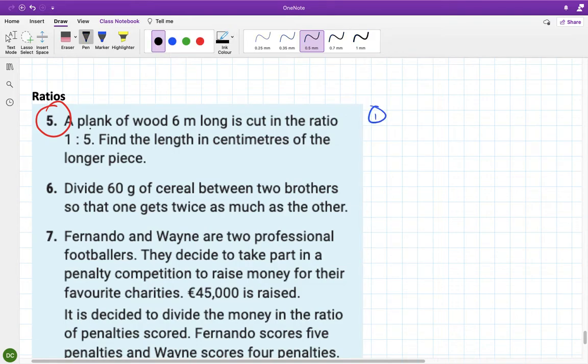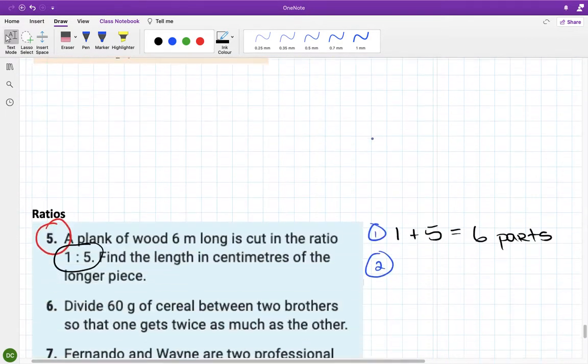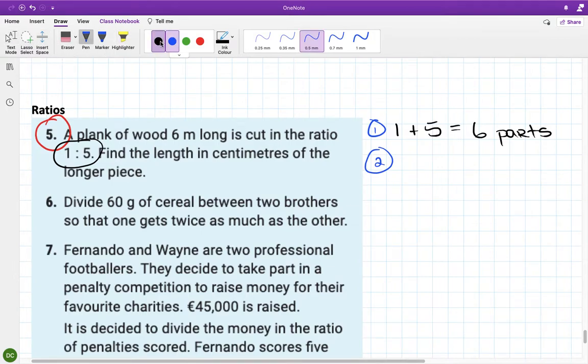So you take the ratio. We're going to divide it into 1 part and 5 parts, which means in total we have 6 parts. The second bit, what is 1 part worth? So we take the total length, which is 6 meters, we divide it by the parts, 6 parts, and that means 6 divided by 6 is 1. So 1 meter is 1 part.